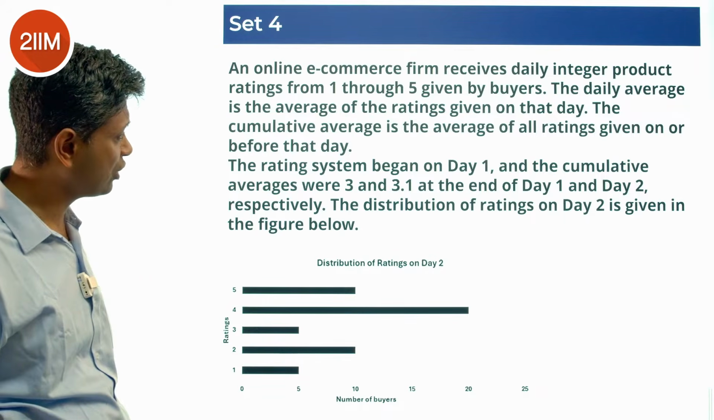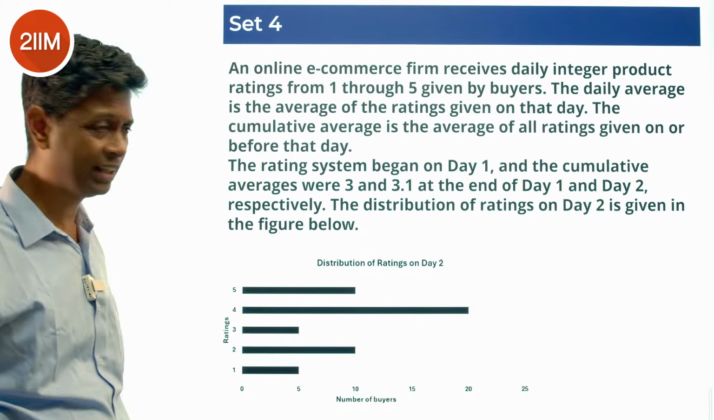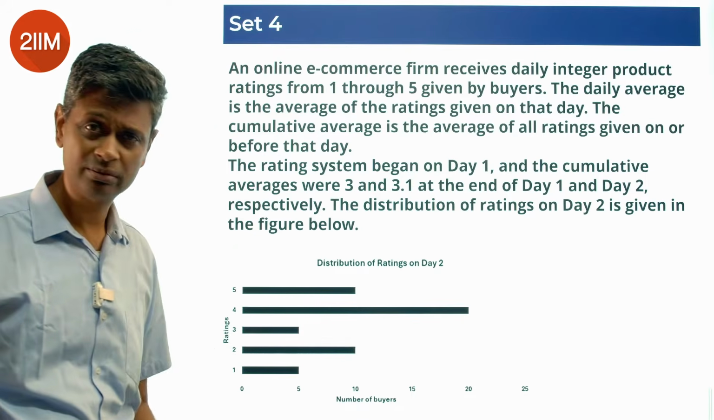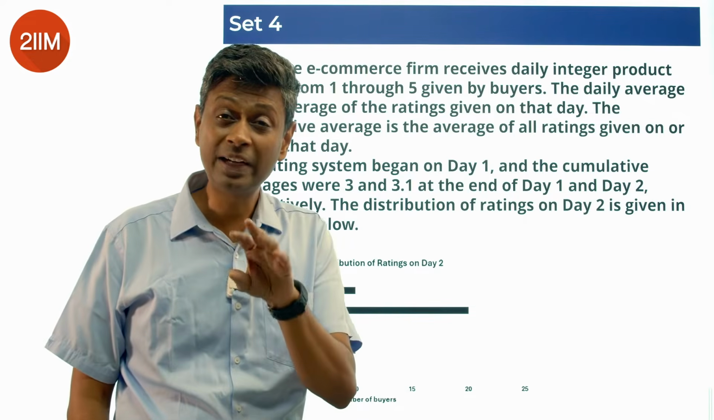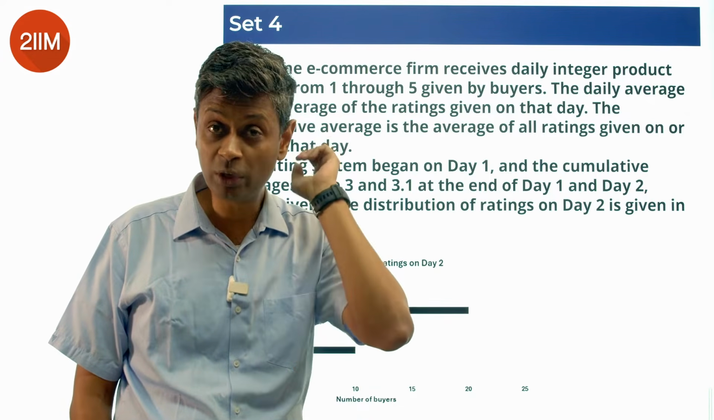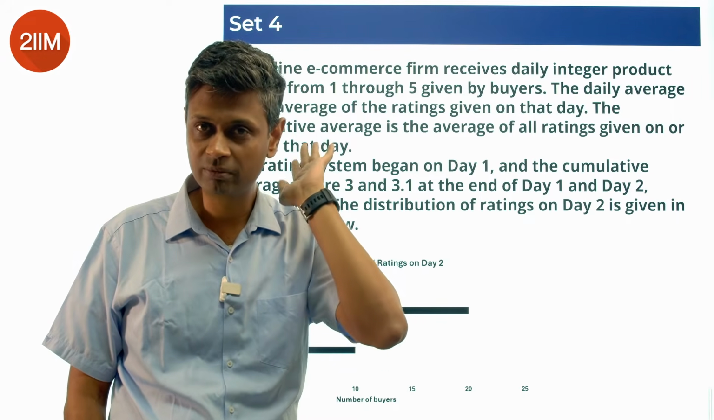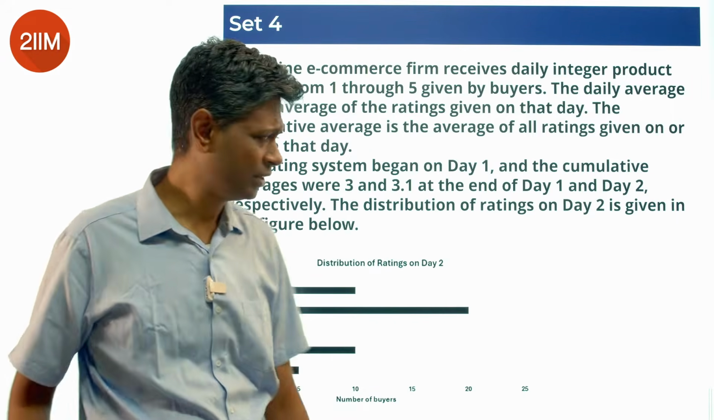The distribution of ratings on day 2 is given in the figure below. Oh, lovely. With this we can find the average for day 2. Then we know the weighted average of day 1 and day 2 is cumulative till day 2. We can find something else beyond that. Let's do this.